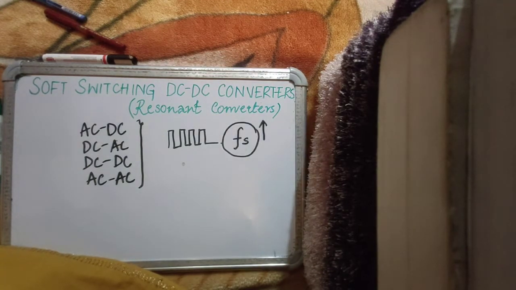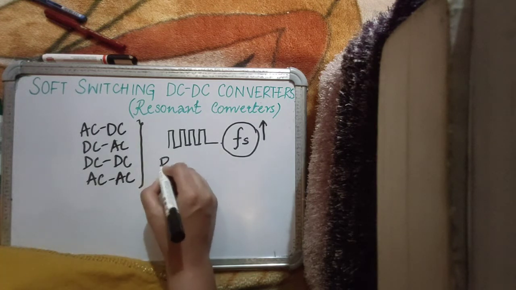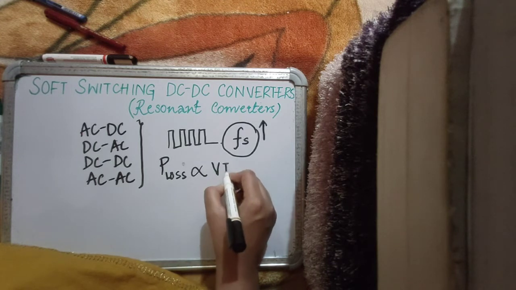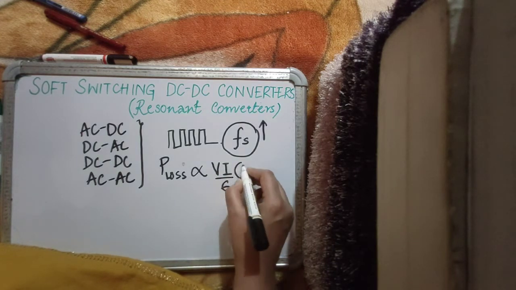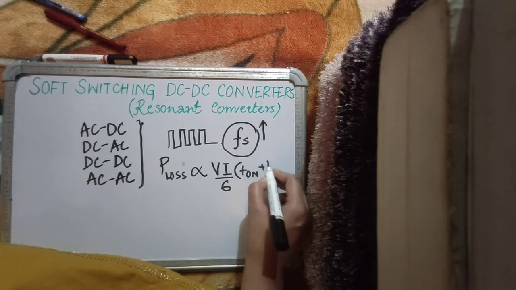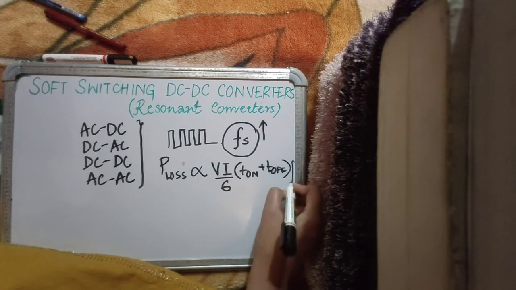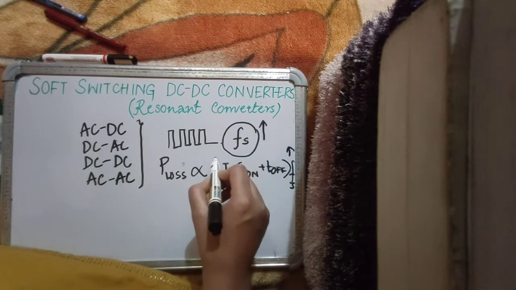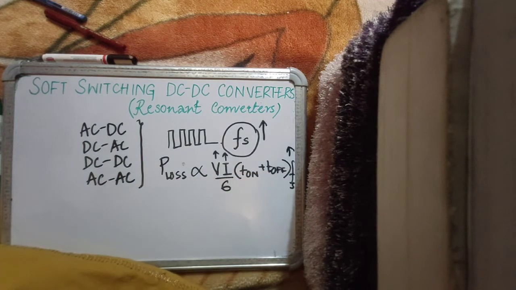However, when you increase the switching frequency, you also increase the switching power loss, which we have already derived to be equal to VI upon 6, the turn on and turn off transition times of the device, into the switching frequency. So if the switching frequency is high, and if the voltages and currents during commutation are high, then the power loss is bound to be very high. So whenever you try to increase the switching frequency in order to miniaturize your circuit, you end up producing too much switching power loss.